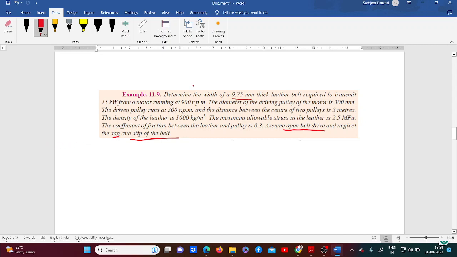So in this case we have to find the width of the belt. Just now we have covered the formula that the maximum tension in the belt is sigma into width of the belt and thickness of the belt. So this formula is going to be used in this numerical. Firstly, we will write all the given things which are given in the numerical.